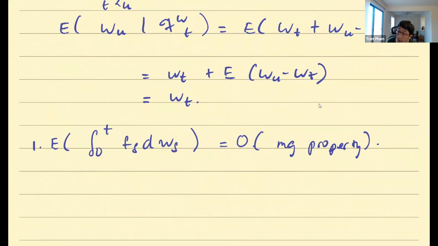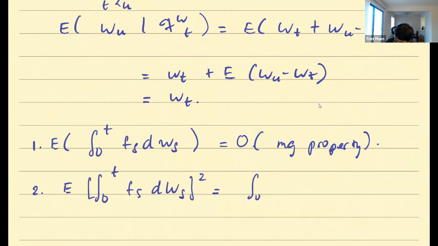So that's one property. The second is about the square of the expectation, namely the variance. If you square this integral, then it will be like you square the integrand and integrate with respect to ds.